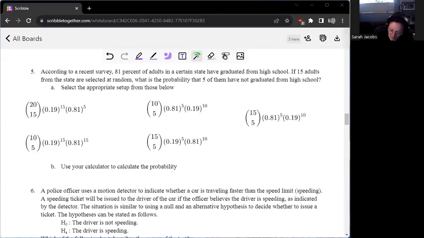Hello again. That was a long FRQ, so I'm going to jump to some of the shorter problems for a little bit. Okay, so, blast from the past, unit 4, looking at some binomial probability. Don't freak out.